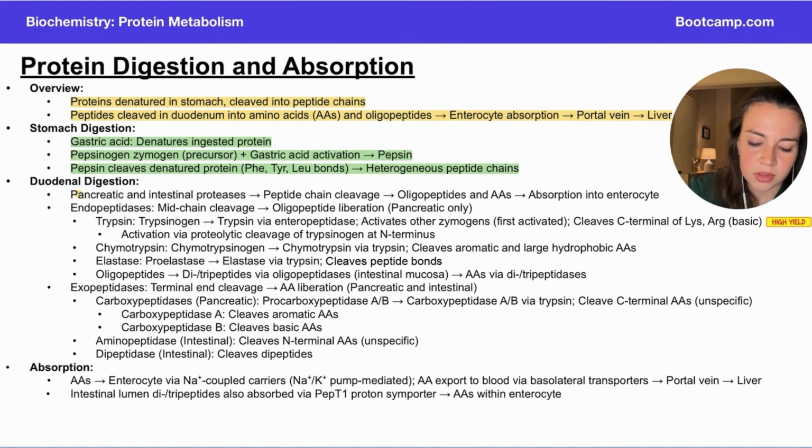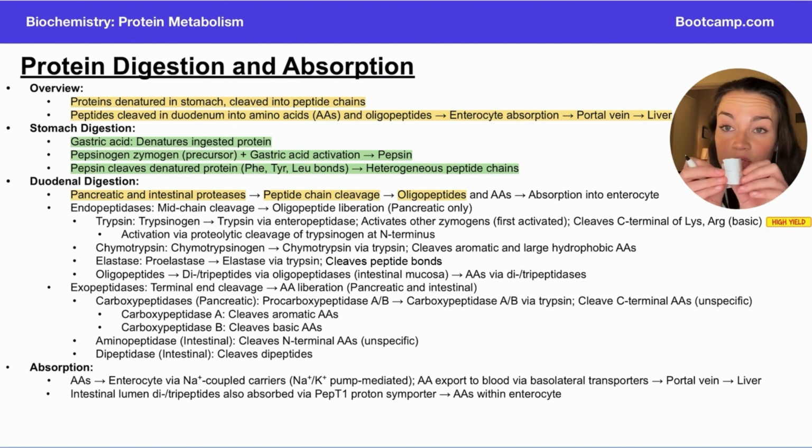So enzymes called proteases, either pancreatic proteases or intestinal proteases, are going to continue to cleave up these peptide chains even more. They'll cleave them into shorter oligopeptides, and then eventually we'll get all the way down to the level of just the individual amino acid. Those shorter oligopeptides and those individual amino acids are small enough that they can get absorbed into the intestine.